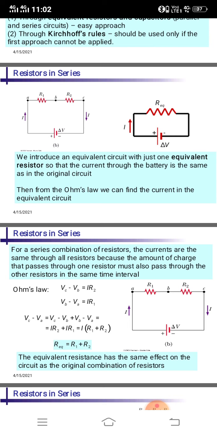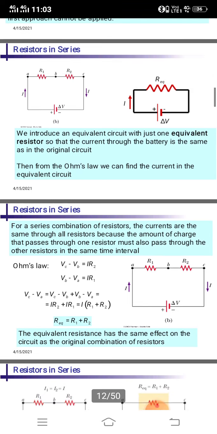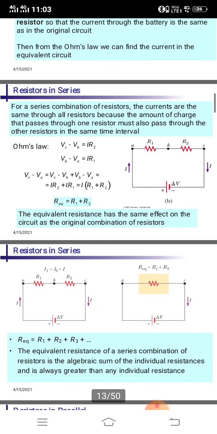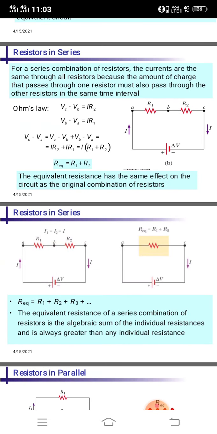Next, we have to solve the R1 resistor, similarly to the above results. Then we combine and sort out those two equations with the help of Ohm's law. Finally, we get R equivalent equal to R1 plus R2. This is the resistors in series circuit.